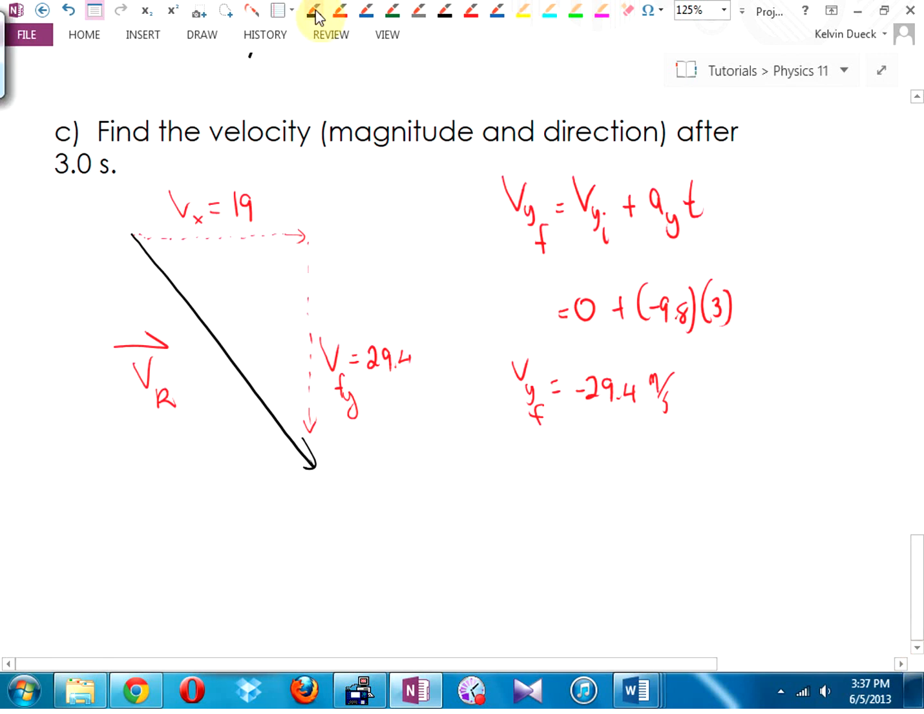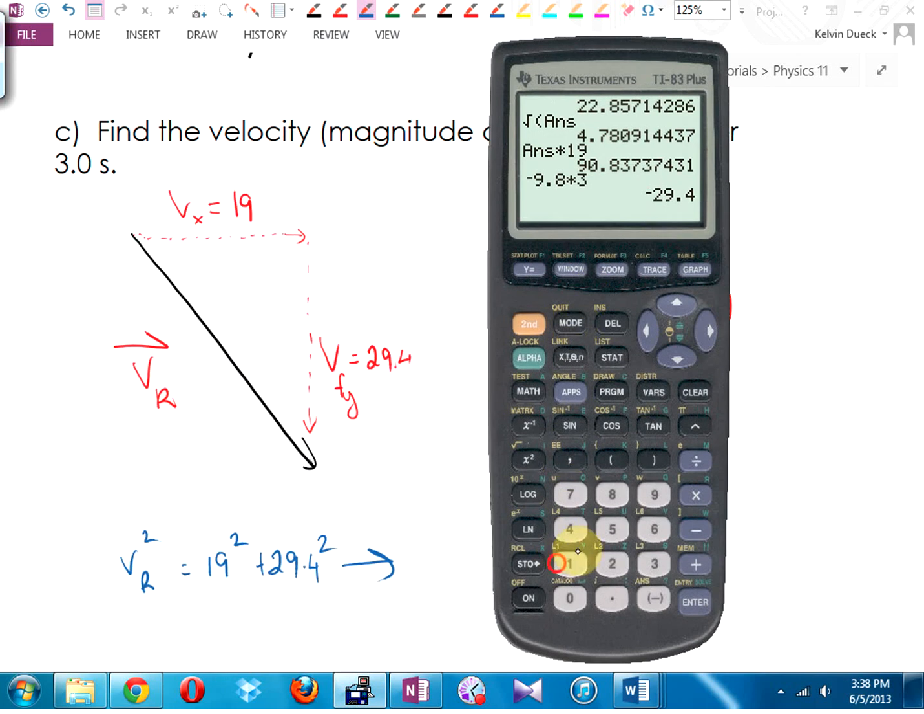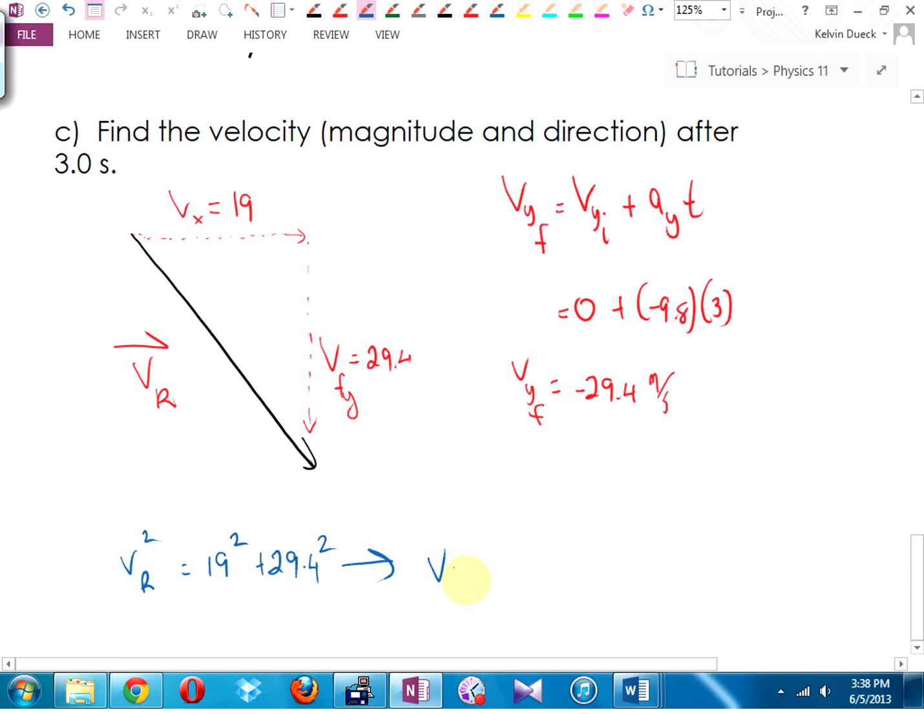Pythagoras is going to be, the resultant squared is going to be 19 squared plus 29.4 squared, and then square root. 19 squared plus 29.4 squared. What happened to the negative? When you square the negative, it's going to vanish anyway, so I got sloppy that way. Square root. Oh, that's a fluke. Almost worked out bang even. In fact, to 3 sig figs or to 2 sig figs, it is 35 even. 35. That's the magnitude.